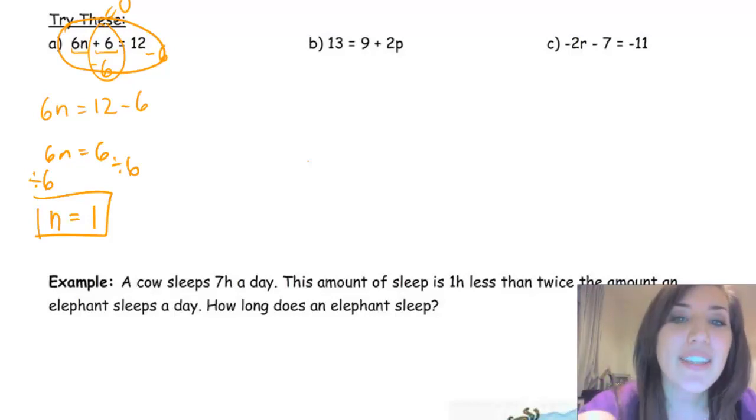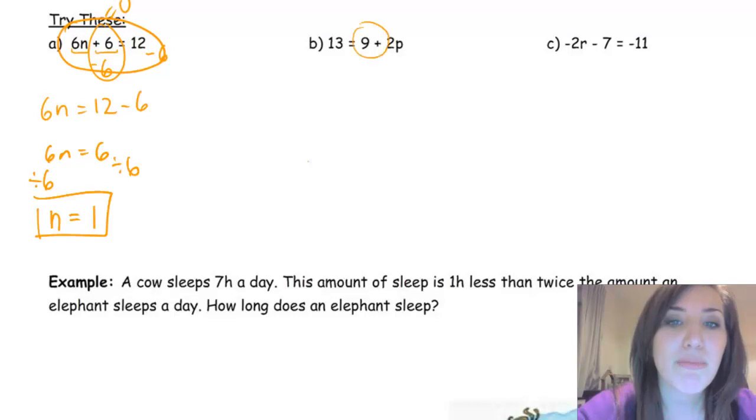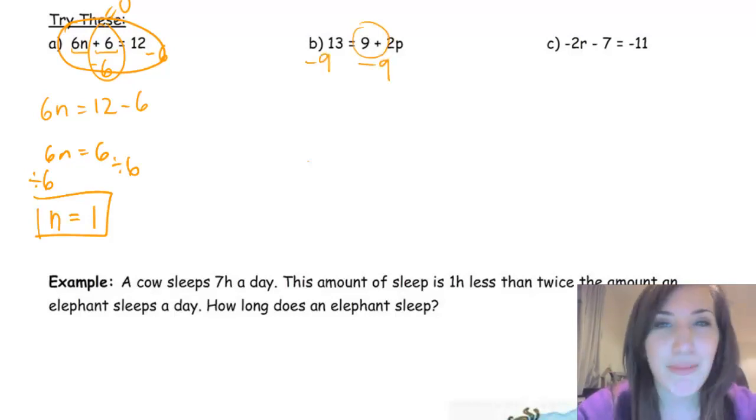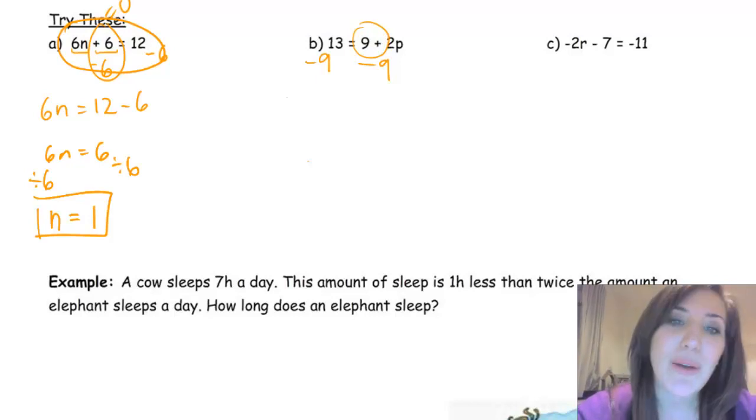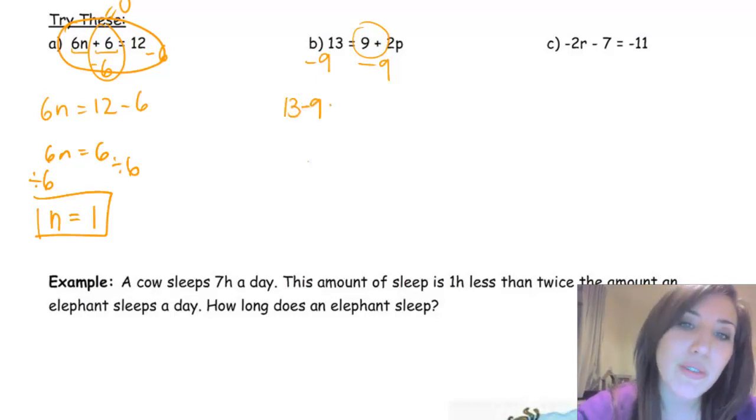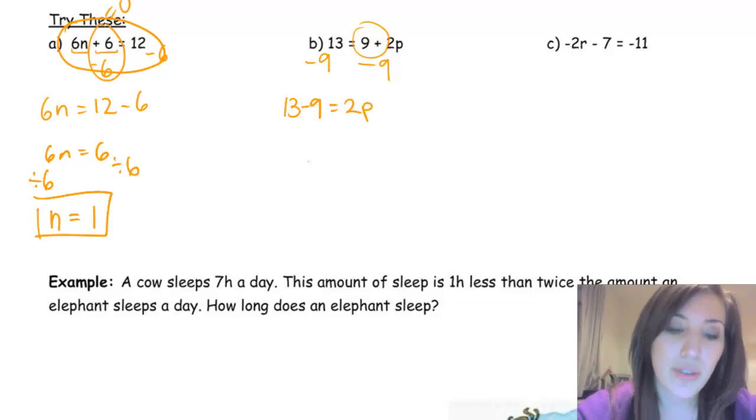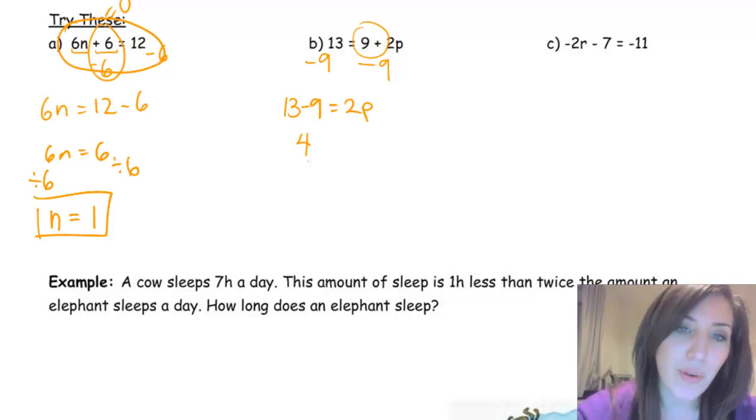Okay, let's try this guy. Here we have 2p plus 9 and on the other side 13. So if I want to get rid of this plus 9, I can minus 9 from this side. Therefore, I must minus 9 from the other side as well. So 13 minus 9 equals 2p. So 13 minus 9 is 4.